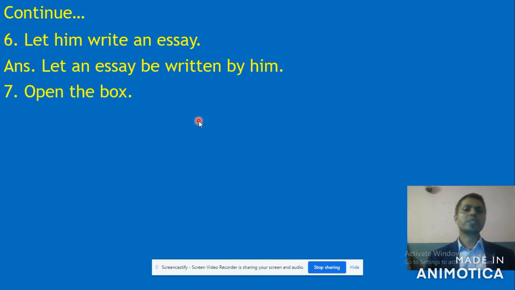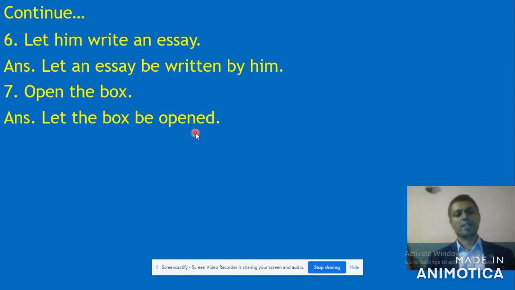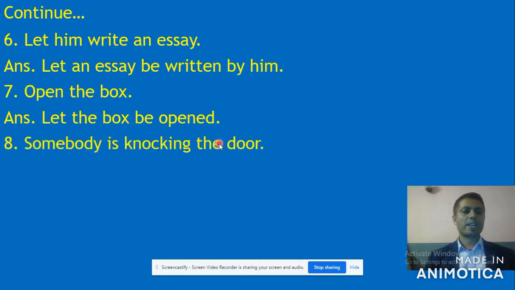Now let's jump to number 7. Open the box. This is also an imperative sentence, right? The sentence begins with verb one, and the passive begins with let. So here, in open the box, let the box be open. Got it? Here it is let plus object plus be plus past participle form of the verb. Open becomes opened. Got it? Well, now let's jump to number 8.